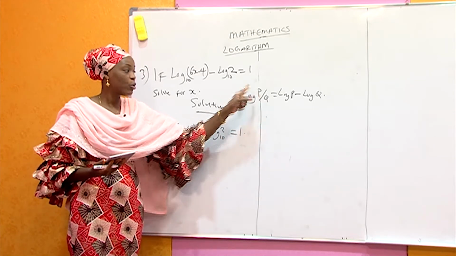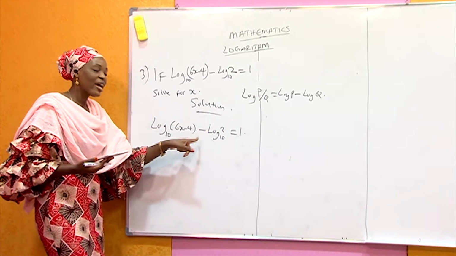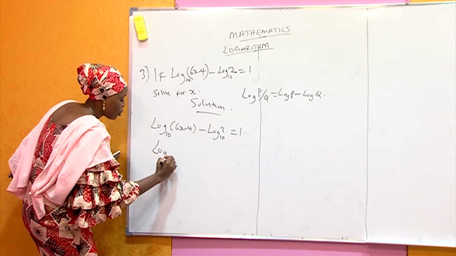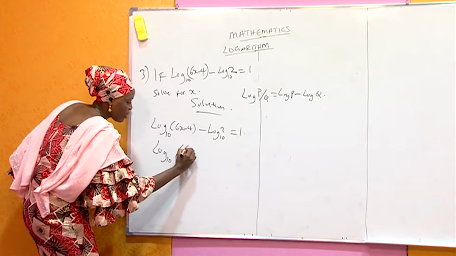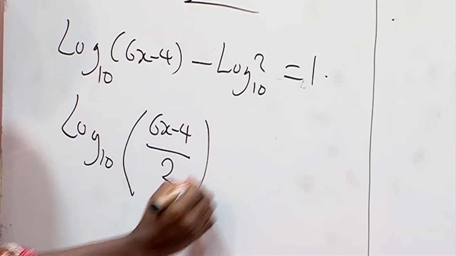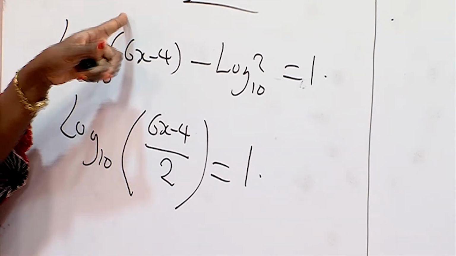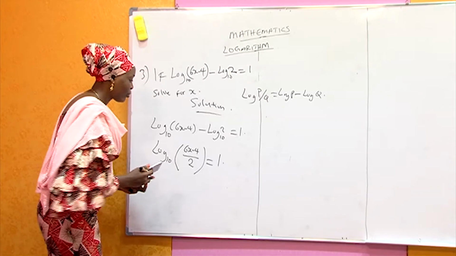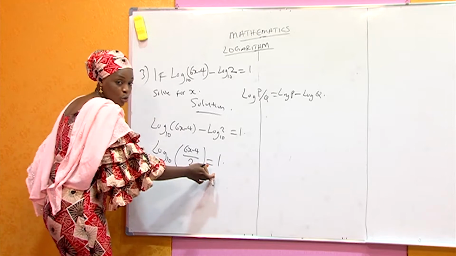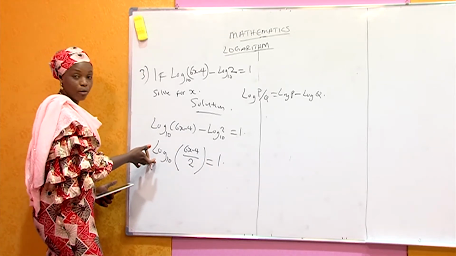You have log p over q will give you log p minus log q. So we can as well evaluate this by putting it with the division law. That's log base 10 of 6x minus 4 all over 2 equals 1. This was simplified like this. So from here, we want this one to also be in the same logarithm as this, which is in log base 10.